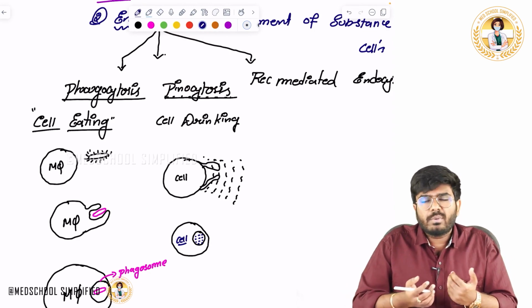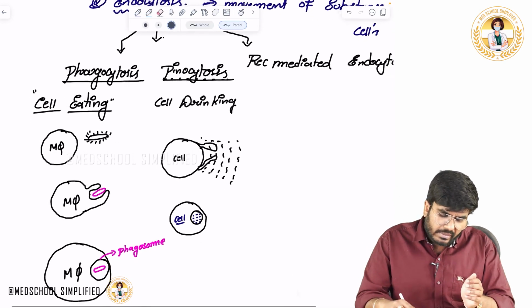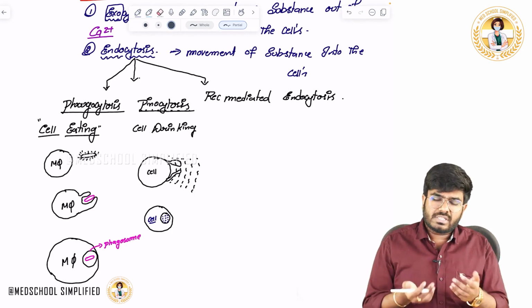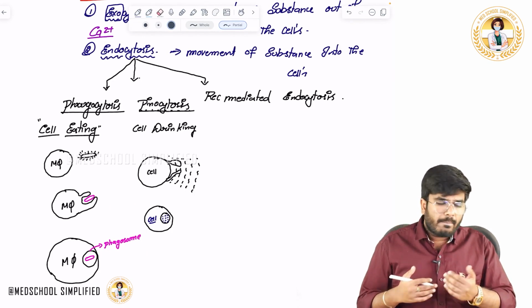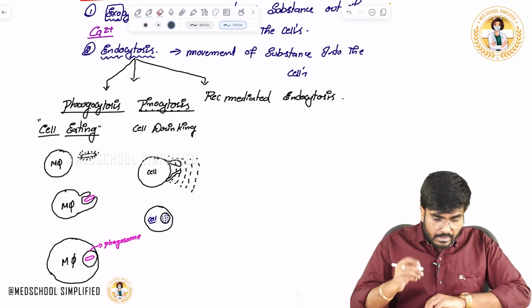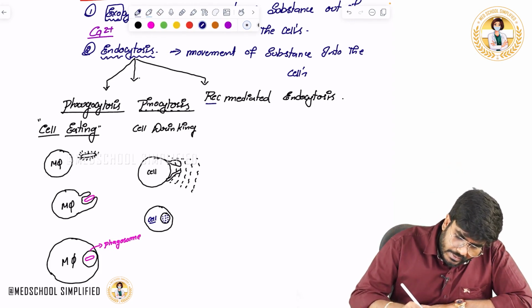Okay. Reverse pinocytosis is a type of exocytosis. But anyway, phagocytosis and pinocytosis are types of endocytosis. The substances are being taken in: bacteria are coming in, fluids are coming into the cell. And what is this? Receptor mediated endocytosis.